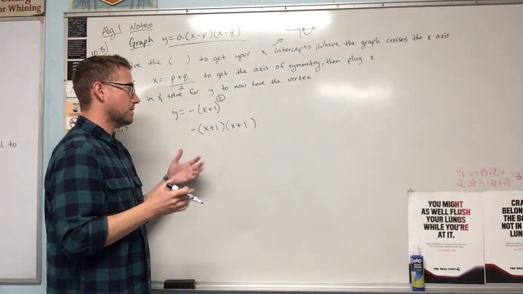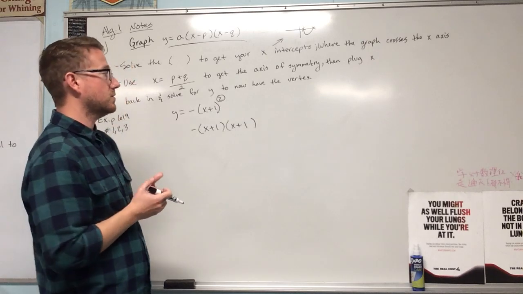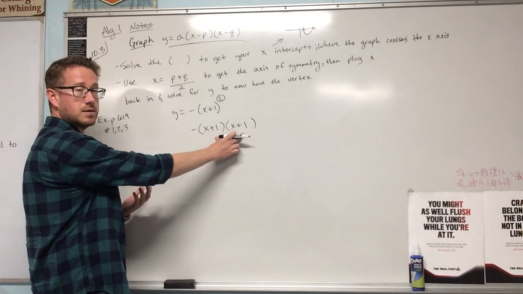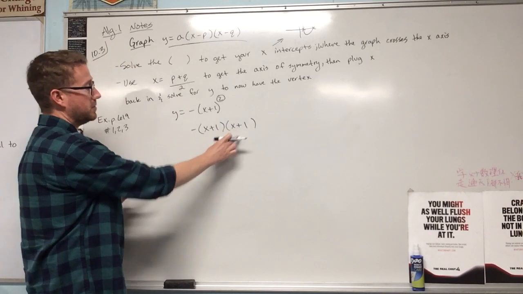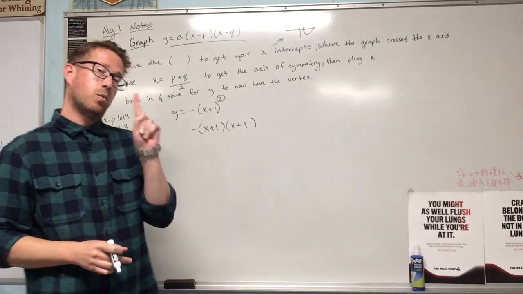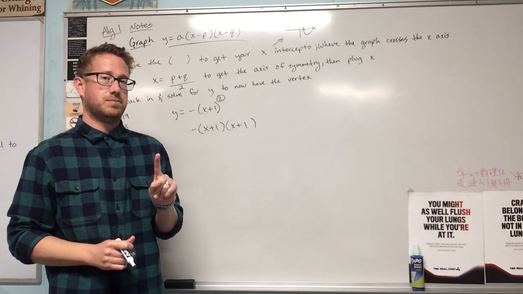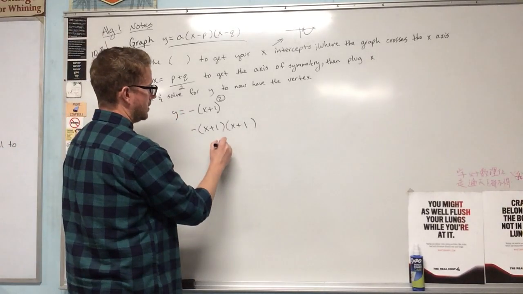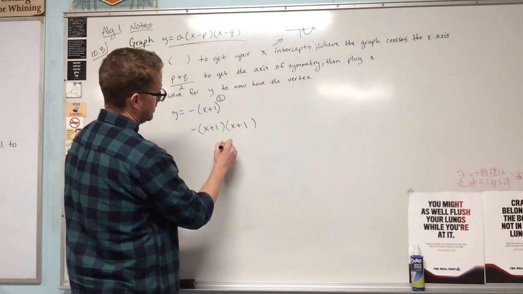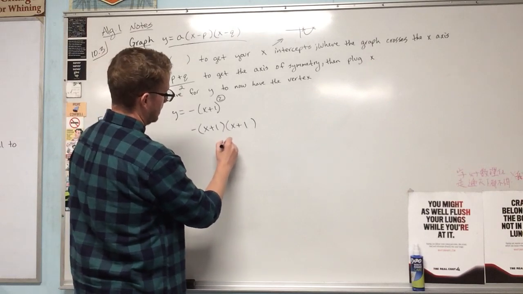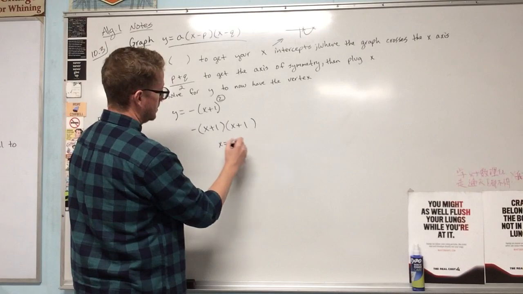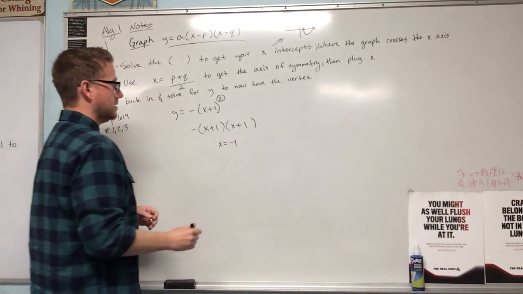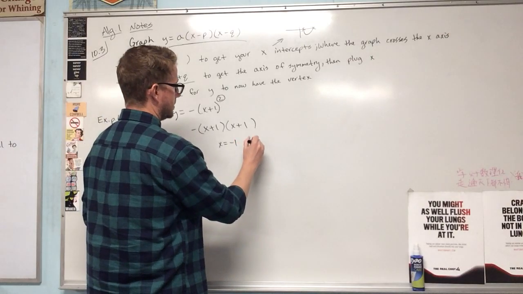Step 1, solve for the parentheses. That's what's going to give you your x-intercepts. And you should notice something special here. They're identical. If they're identical, that means that you're really only going to have one x-intercept because it's the same value. So x plus 1, that's going to give us an intercept where x equals negative 1. Okay, so x equals negative 1 is an intercept.